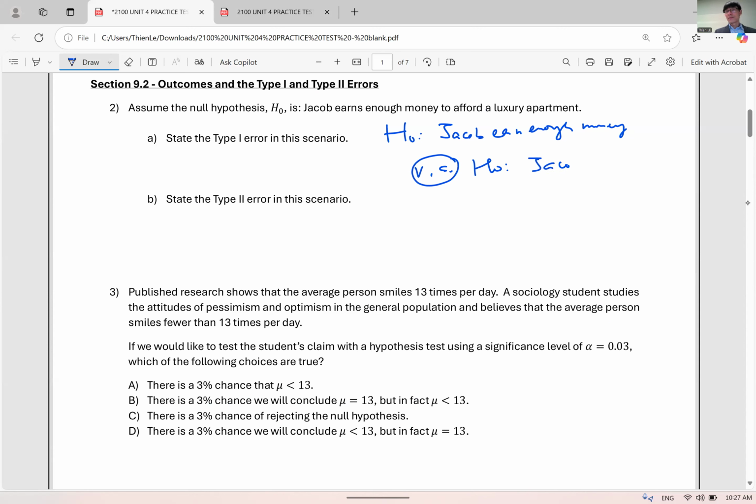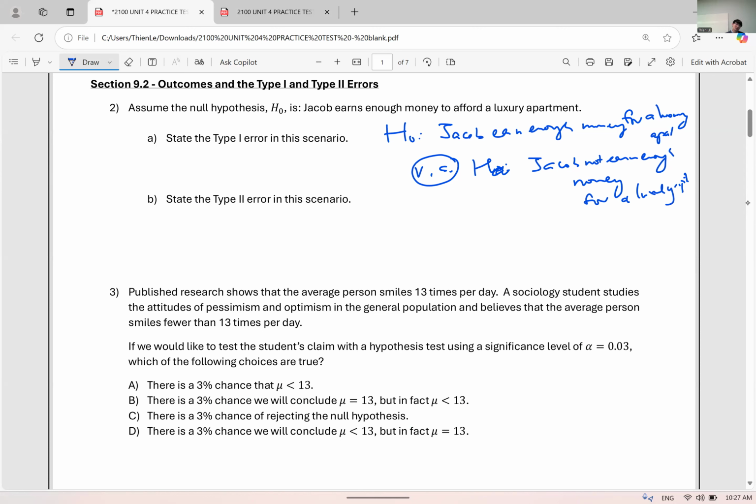That is, Jacob does not earn enough money for a luxury apartment. So this is your HA, the opposite.